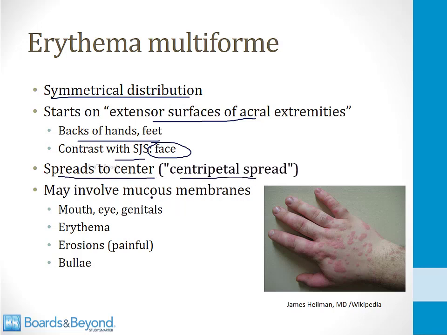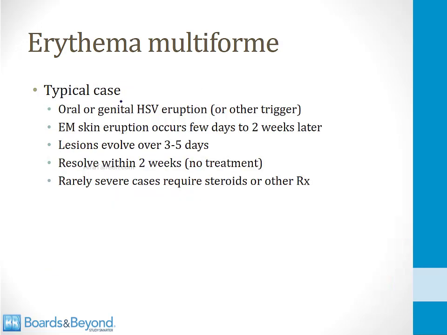And it may involve the mucous membrane, so just like Stevens-Johnson syndrome, there can be involvement of the mouth, potentially even the eyes or the genitals. These mucous membranes will develop redness, that's erythema. There can be painful erosions, and sometimes there can even be bullae. So the typical case is going to be a patient who develops an acute eruption of oral or genital herpes simplex virus infection or some other trigger. The erythema multiforme skin eruption will occur a few days to 2 weeks later.